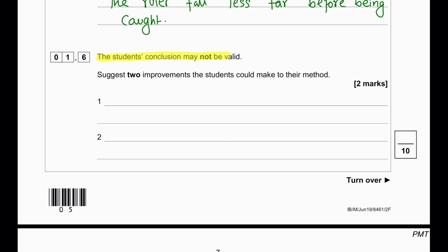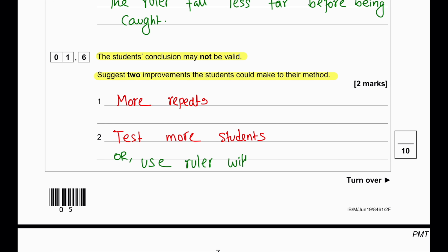The student's conclusion may not be valid. Suggest 2 improvements the student could make to their method. To improve any method where there are multiple repeats that need to be done, we can talk about more repeats or more tests per student. Or we can also say we can use a ruler with more precise readings.